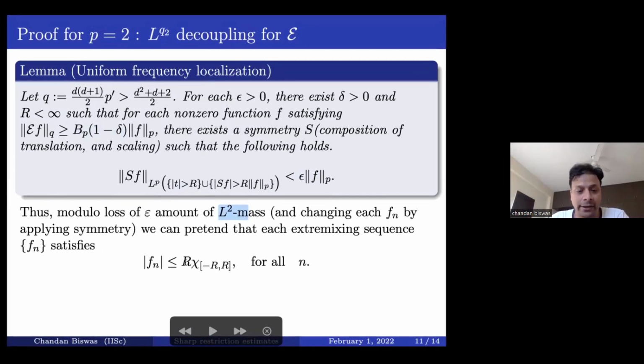Each Fn is at most r and supported on minus r to r for each n. And how do I get this? Well, the improved LP decoupling, the LP estimate that we had, says that we can decompose the function basically into finitely many dyadic pieces. So let's say we have to deal with only the first 1,000 dyadic pieces, and everything else has LP norm less than epsilon. So we start with the 1,000 dyadic pieces, and applying symmetry, we can assume that one of these dyadic pieces has length 1. So it's like 0 to 1, and the function is at most 1 on the interval. So one dyadic piece of this near extremizer is like the characteristic function of the interval 0, 1.